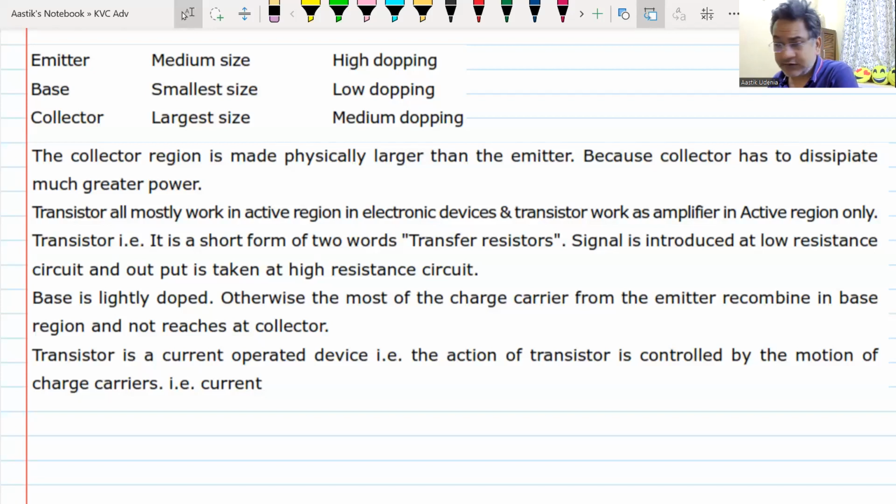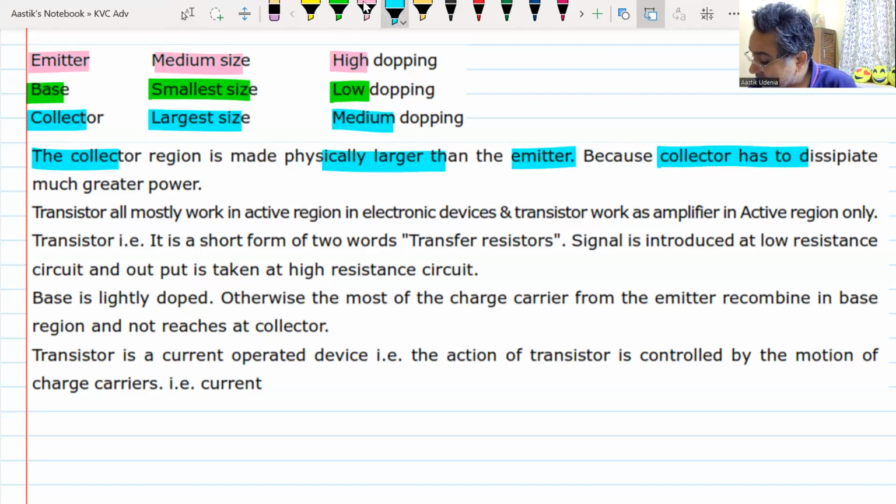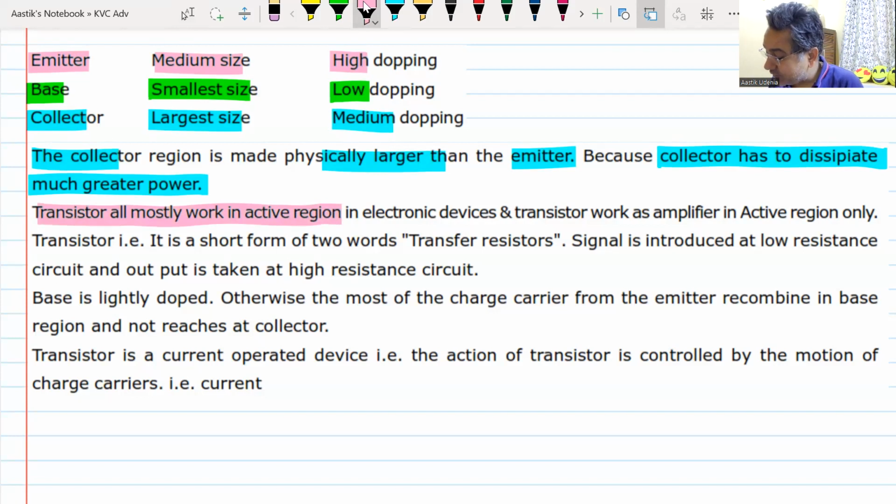Also remember these points which we have already discussed. Emitter: medium size, highly doped. Base: smallest size, lowest doping. Collector: largest size, medium doping. Why is the collector physically large? Remember, larger than the emitter, because the collector has to dissipate much greater power. It collects all the current. It must dissipate the maximum power. All the transistors always work in the active region.